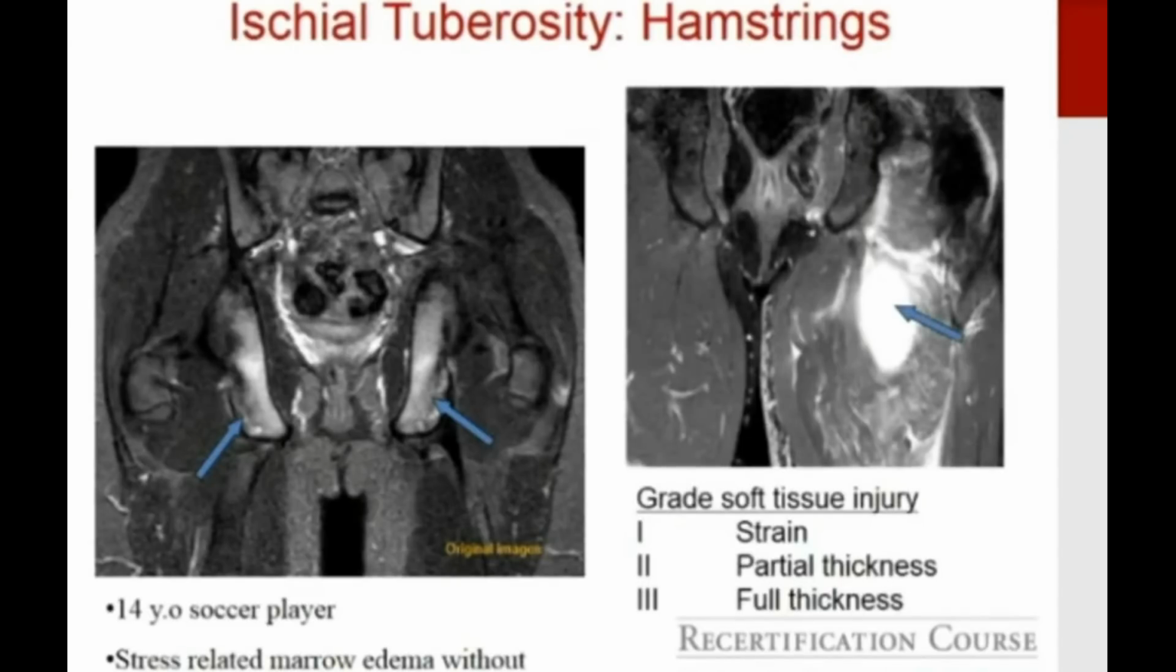With regard to muscle injury, we use a 3-point grading system. A grade 1 is just a strain, where we see feathery intramuscular edema, but there's no loss of the normal integrity of the muscle, and no disruption of the muscle. A grade 2 is a partial thickness tear, where there's partial disruption of the muscle or the musculotendinous junction, oftentimes with a hematoma. And then a full thickness tear is where we have complete discontinuity, disruption and retraction of the muscle and/or tendon, often associated with a large intramuscular hematoma.